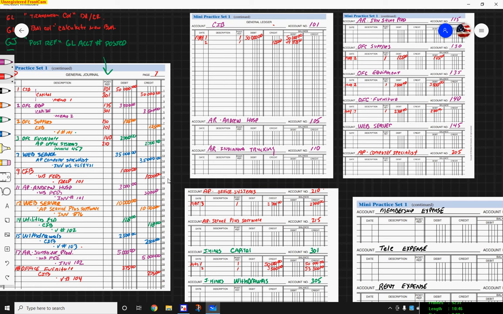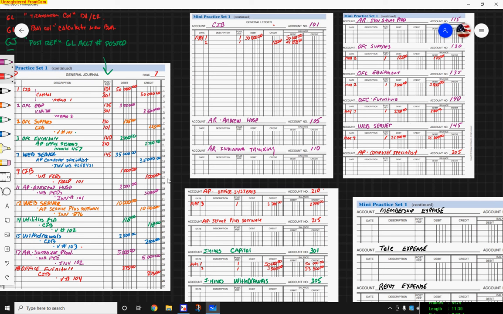Okay. Next transaction, web server. Web server is an asset account. You're going to find that in purple. Date is the 7th for 25 grand. May 7th. Transaction came from journal page number 1. It was a $25,000 acquisition of assets. No previous balance to speak of, so $25,000. And account number 145. Put that in the post reference.